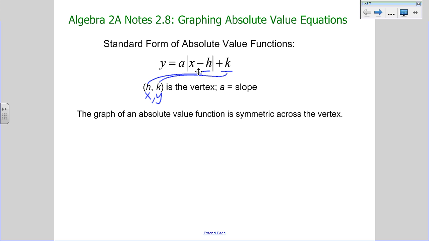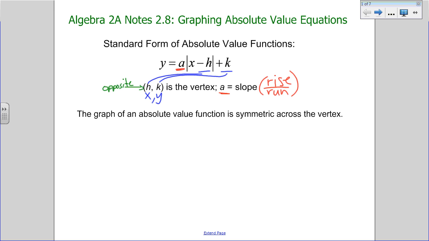What we need to keep in mind is that we're always taking the opposite of h. So that's why it's x minus h. We take the opposite of it. A is going to work as our slope. So that's going to be our rise and our run of our function.